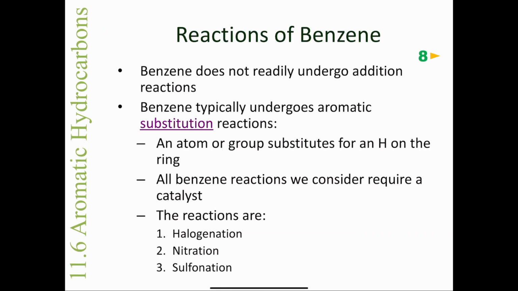As we have noted, benzene does not readily undergo addition reactions as the alkenes and alkynes do. The typical reactions of benzene are called substitution reactions, in which a hydrogen atom is replaced by another atom or a group of atoms. Unlike addition reactions of alkenes, no carbon-carbon bonds are broken. In substitution reactions of benzene, the carbon-hydrogen bond is broken and the hydrogen is replaced or substituted with another atom or a group of atoms. The substitution reactions we're going to look at are halogenation, nitration, and sulfonation.